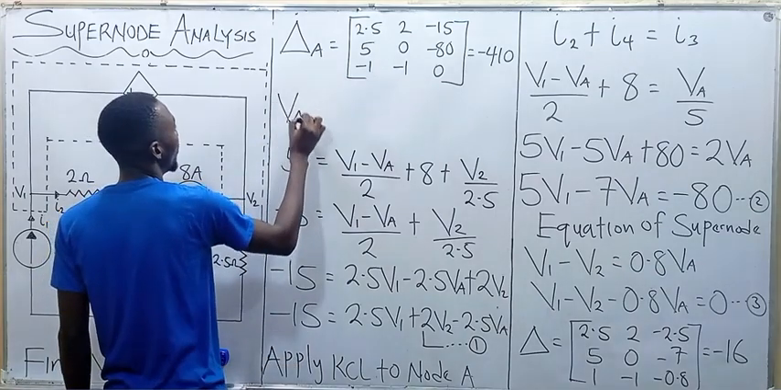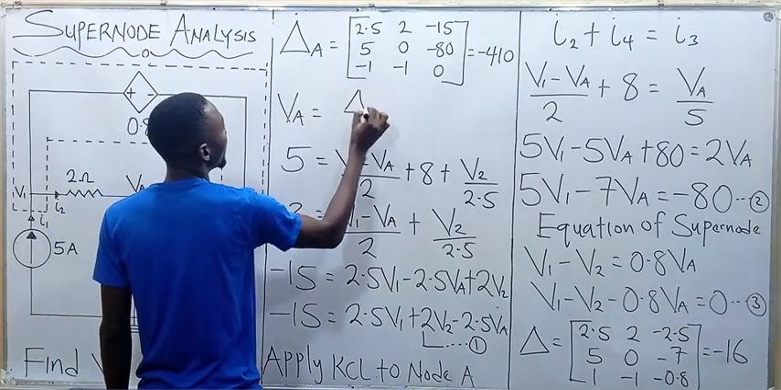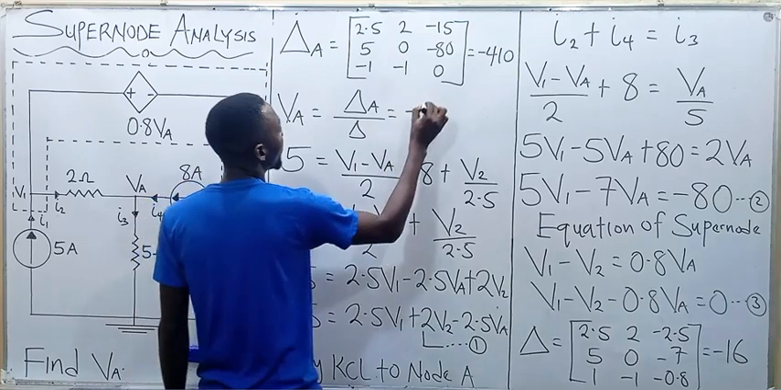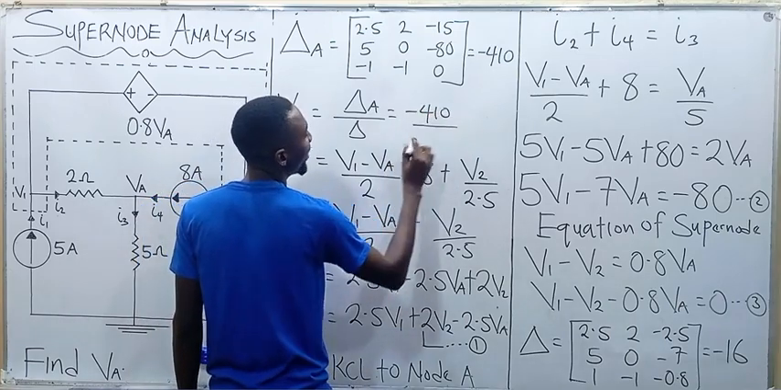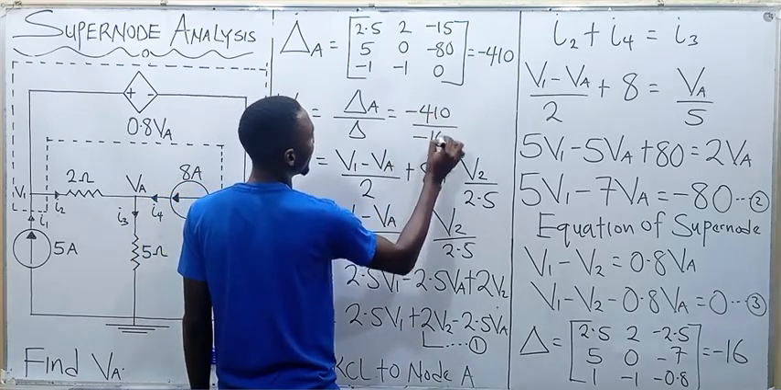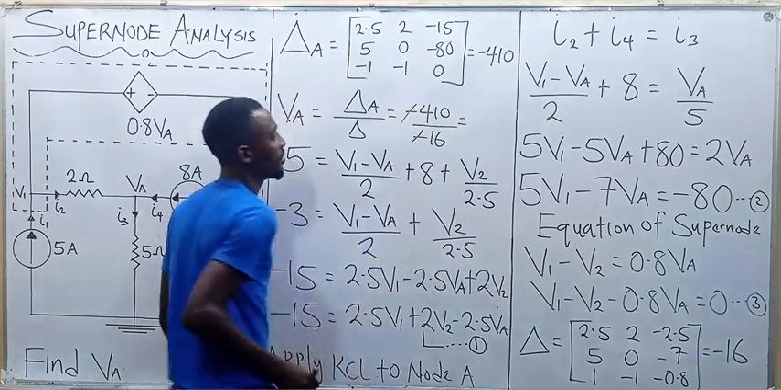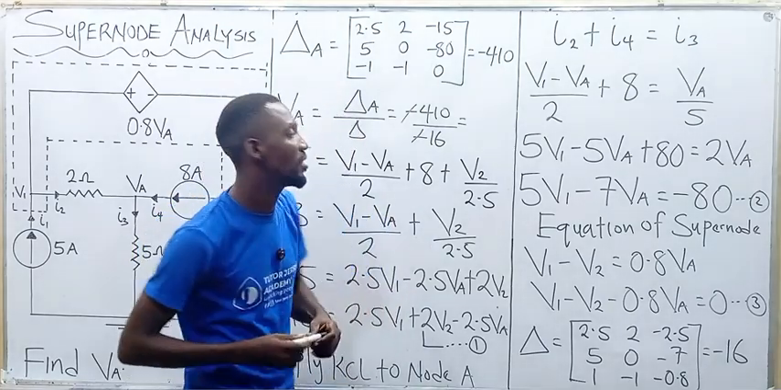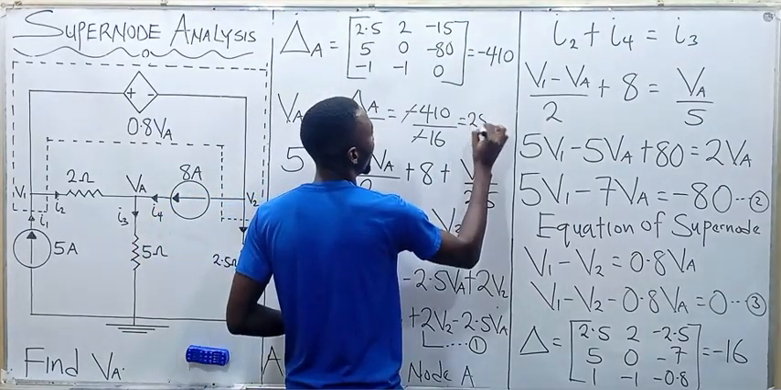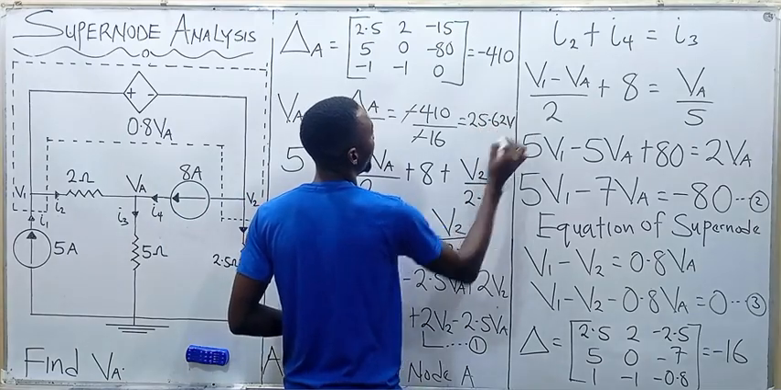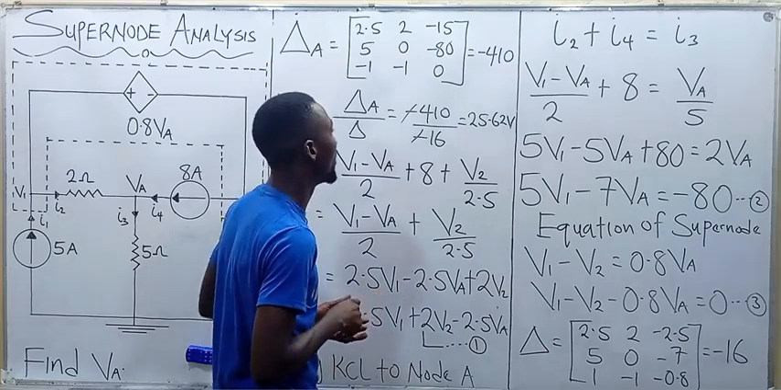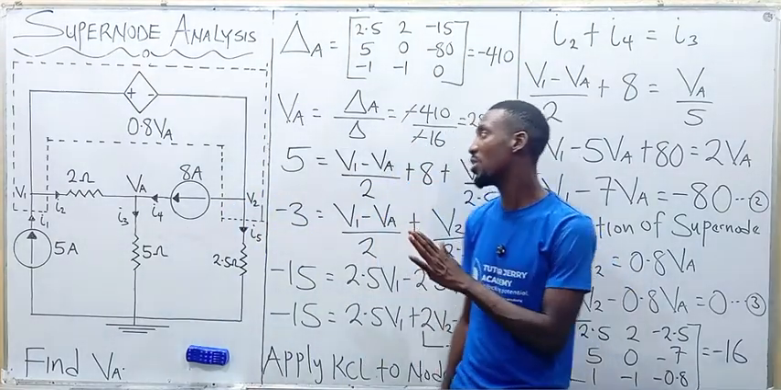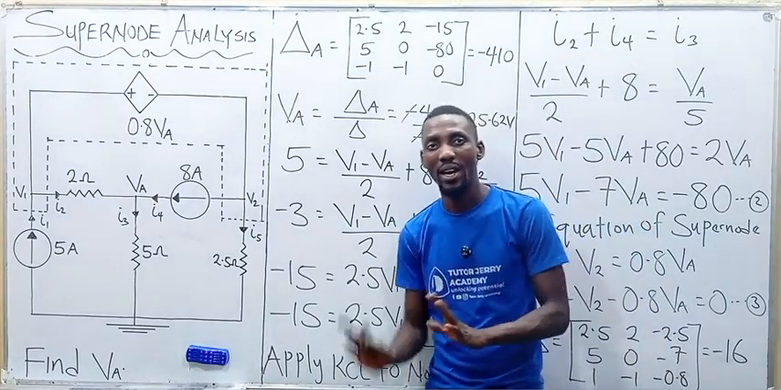So VA will be equals to change in A all over what? Change. That is minus 410 divided by minus 16. Minus will go with minus, 410 divided by 16 is going to give us 25.62 volts. So this will be the solution to the above question. All right, I hope the question is well simplified and well organized.